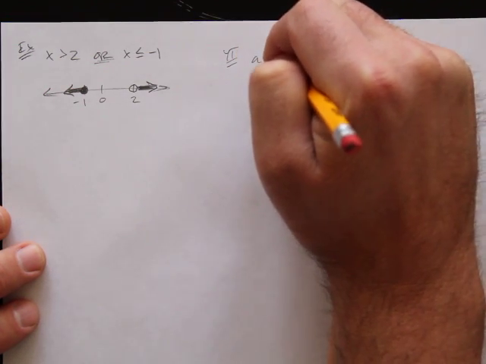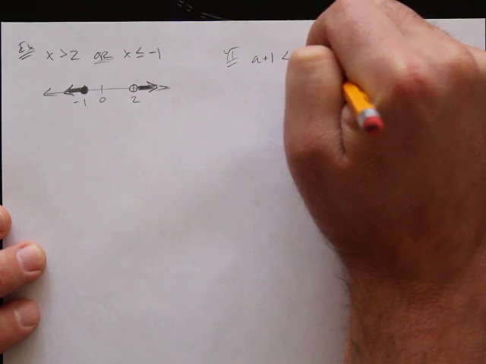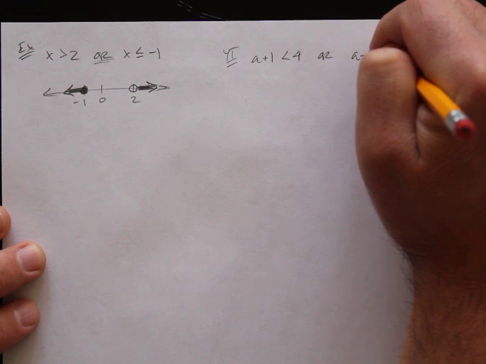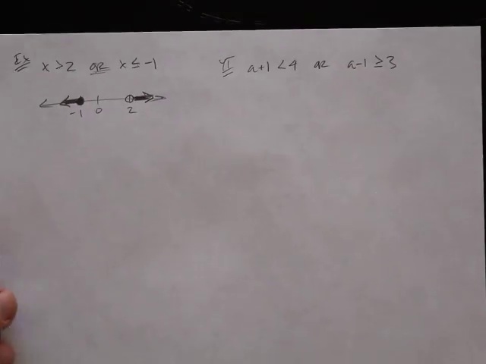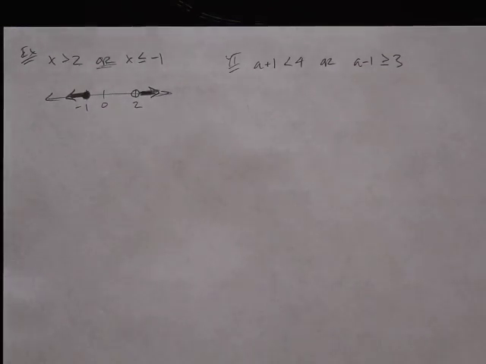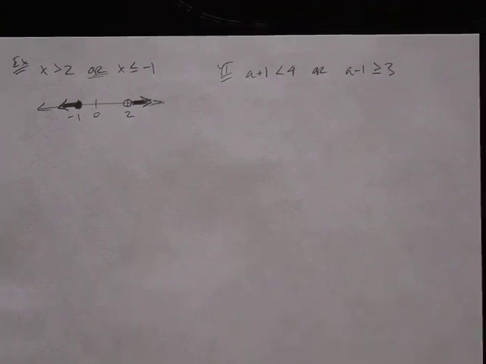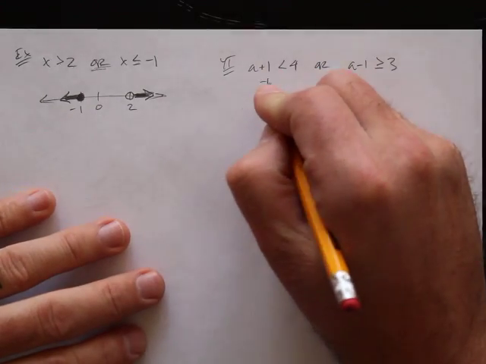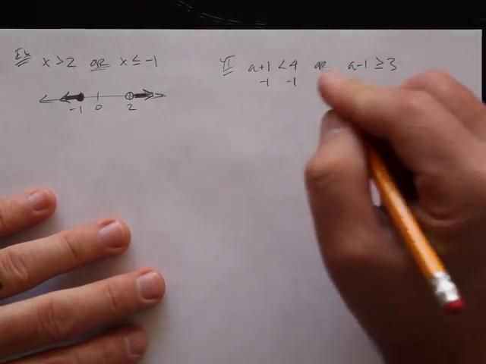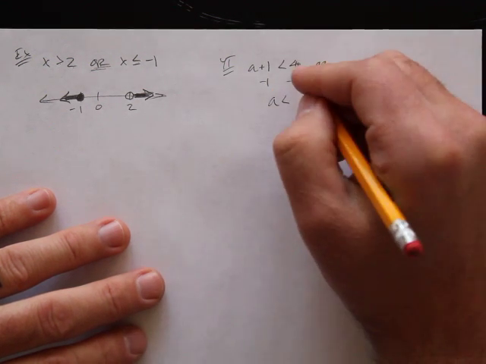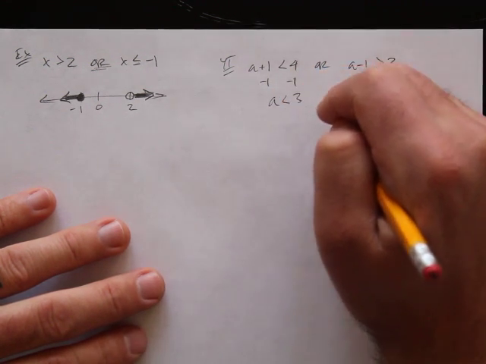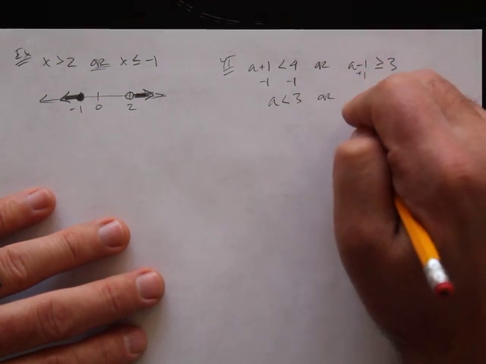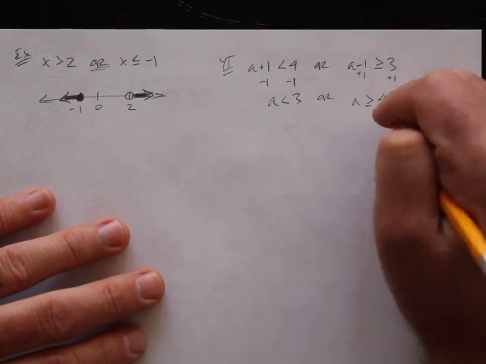A plus 1 is less than 4, or A minus 1 is greater than or equal to 3. All right, do that one. Go ahead and pause and get to work. All right, see how I did. I'm going to subtract 1 from both sides here. So A is less than 4 minus 1, which is 3, or I'm going to add 1 to both sides. A is greater than or equal to 4.